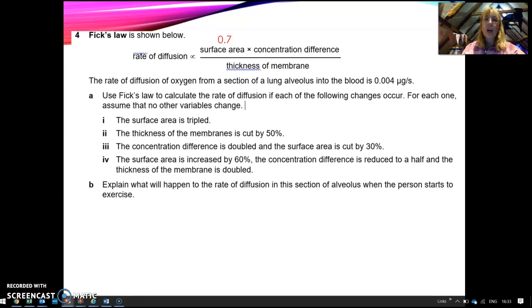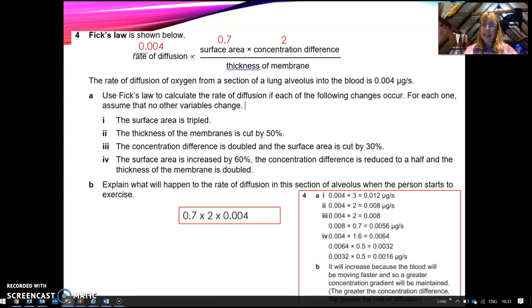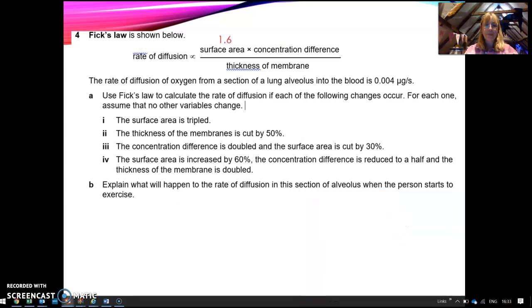And it says the concentration difference is doubled. So that's times by 2. So what I need to do is I take the 0.7 times that by 2, and then I times the 0.04 by that. So that gives me an answer of 0.056 micrograms per second. How are you doing? Part 4.